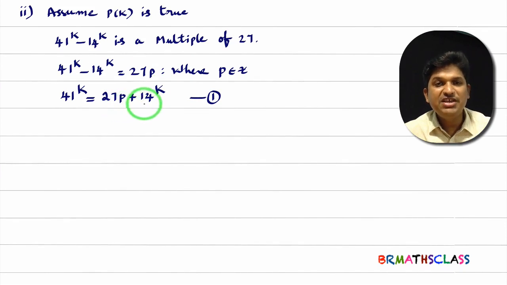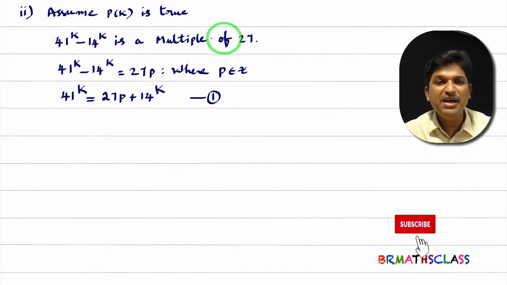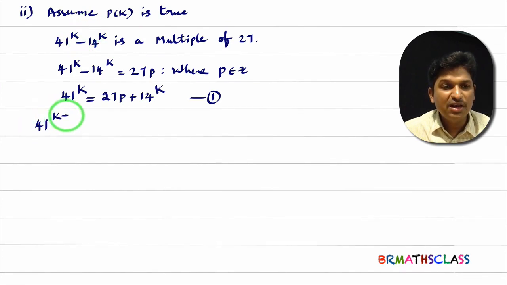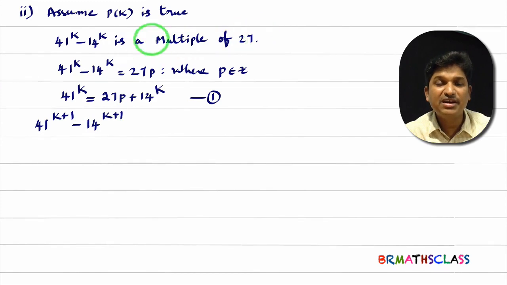Now, our intention is to prove P of k plus 1 is true. It is important to keep in mind what P of k plus 1 is. This is P of k. In this, in place of k, you write k plus 1. Then what will you get? 41 power k plus 1 minus 14 power k plus 1 is a multiple of 27. We are trying to prove that. I just consider this expression, simplify it and prove that it is a multiple of 27. Then I can write P of k plus 1 is true.